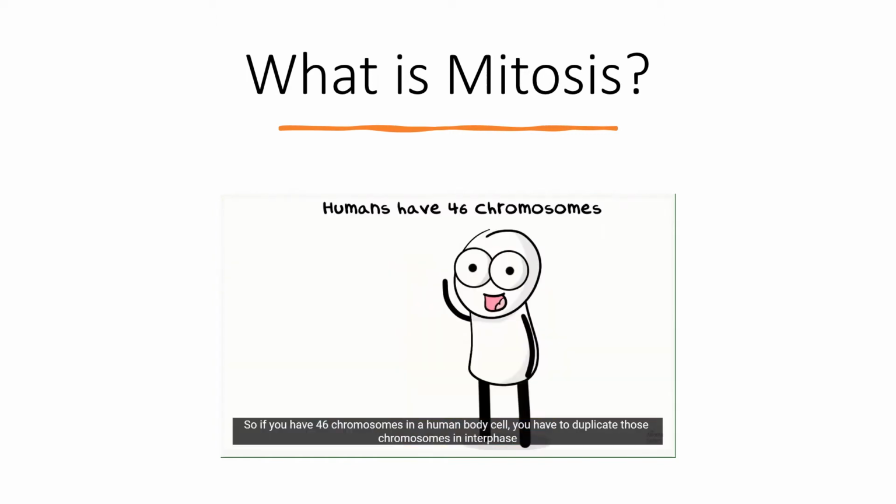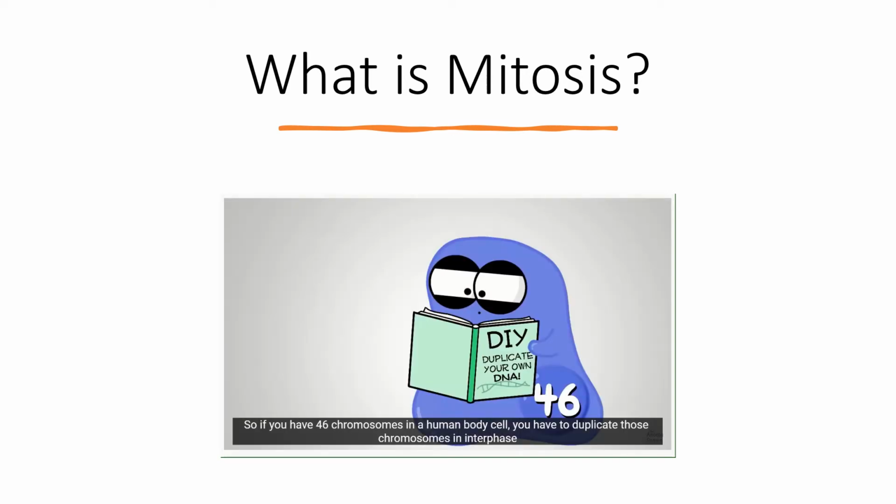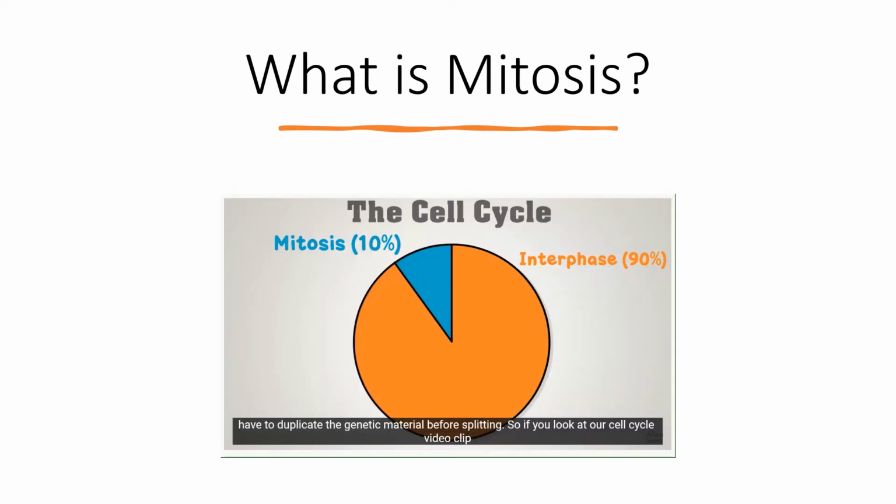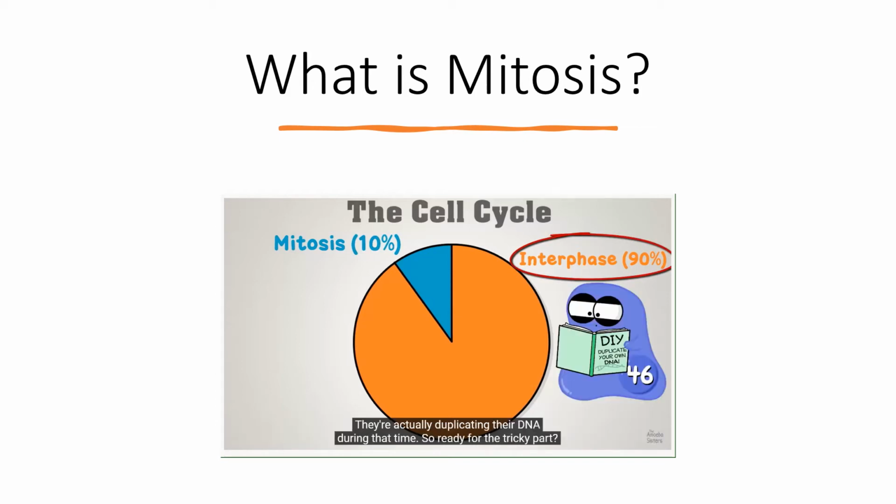So if you have 46 chromosomes in a human body cell, you have to duplicate those chromosomes in interphase before mitosis starts. That basically means you're duplicating your DNA, since chromosomes are made of DNA and protein. You have to do this before mitosis starts because if you're going to make an identical cell that has 46 chromosomes, just like the original, well, it makes sense you have to duplicate the genetic material before splitting. So if you look at our cell cycle video clip, we talk about interphase. That's a stage where most of the time cells are spending their time. They're actually duplicating their DNA during that time.